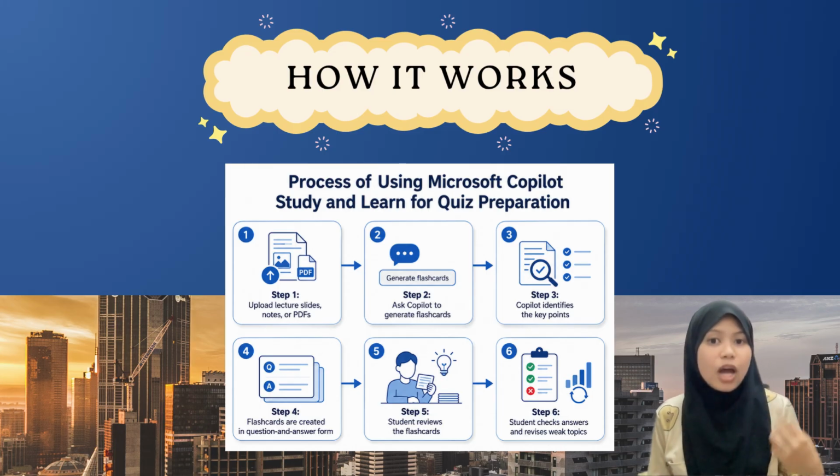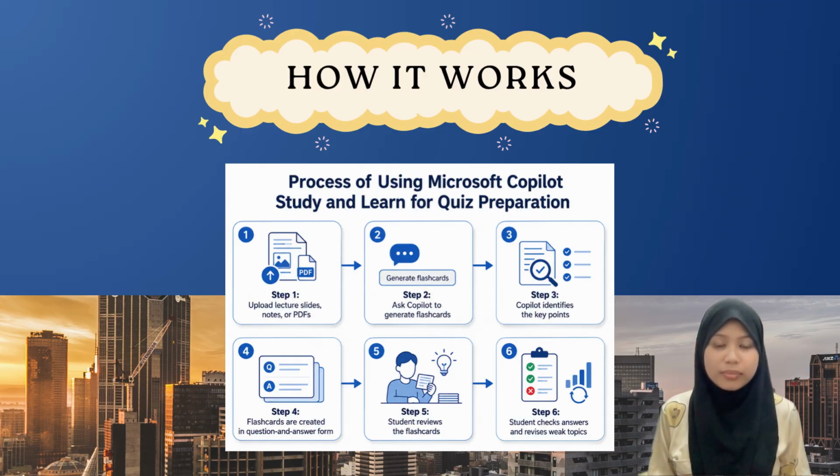The third step is that Copilot identifies the key points from the materials. This is one of the most useful parts because students often struggle to decide which information is important. Copilot can help highlight the main ideas, important terms, definitions, and even examples from the learning content.